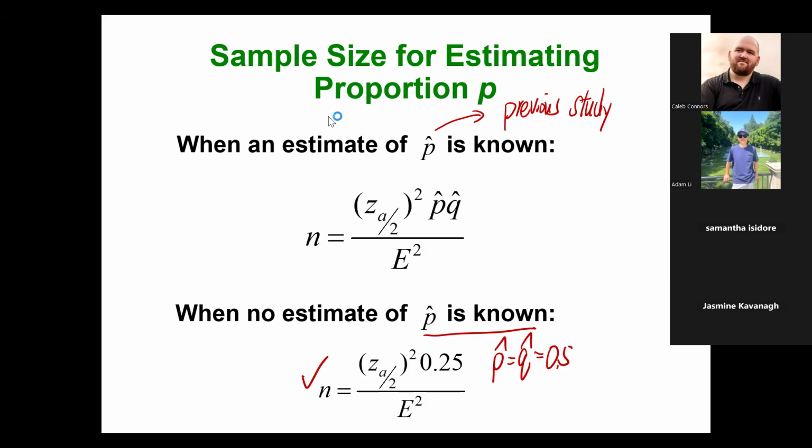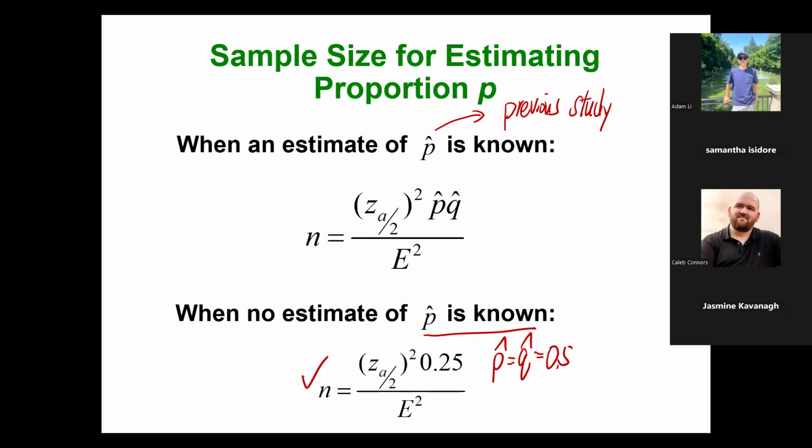Okay, Caleb, any question? Just a quick reminder for myself. Q hat is just 1 minus P hat. Is that correct? Exactly, that's right. Okay, thank you. So q hat actually is 1 minus p hat. And so the largest value for the product of p hat and q hat will be exactly what Caleb just mentioned.